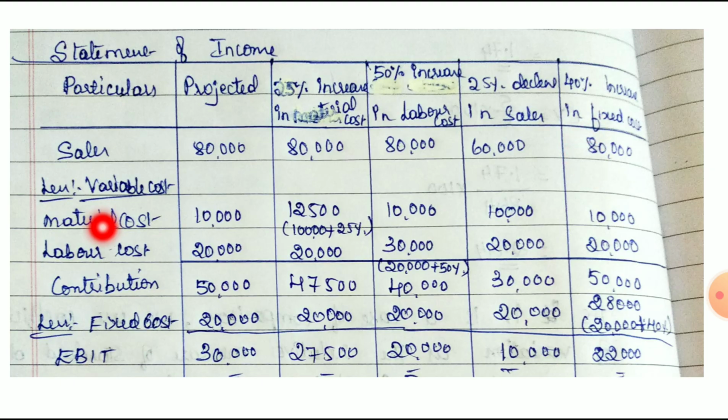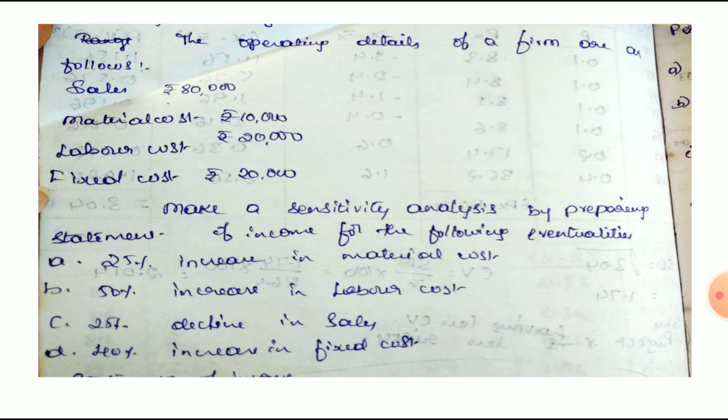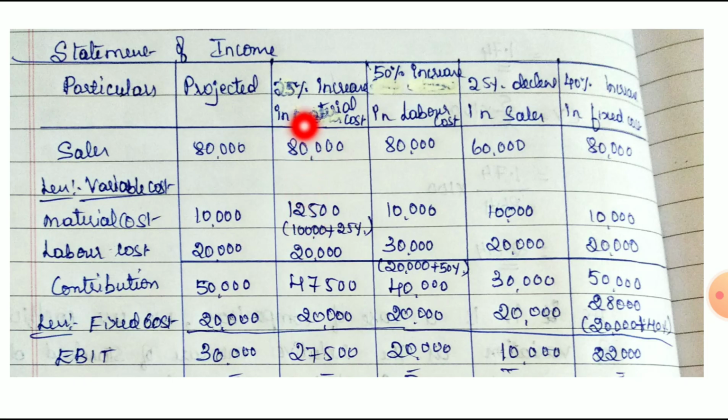Less variable cost, material cost is 10,000. So given amount 10,000. Here what is increased in the second column, material cost is increased by 25%. So 10,000 plus 25% is 12,500. Then here labor cost increase, so no effect on material cost. Here also same. Then labor cost 20,000. Here material cost increase, so no impact on labor cost. Then labor cost is increased here, so 20,000 plus 50%, it's 30,000. Then sales is reduced, so there is no impact on labor cost.